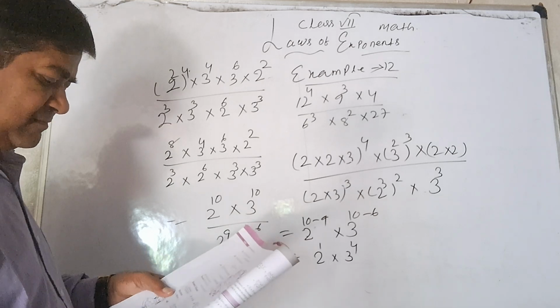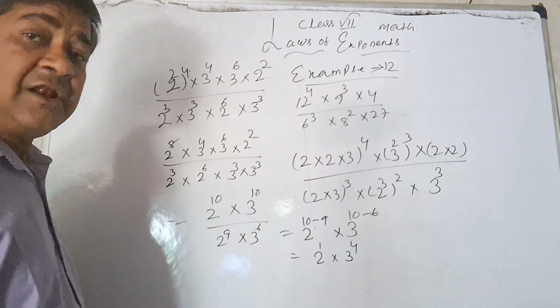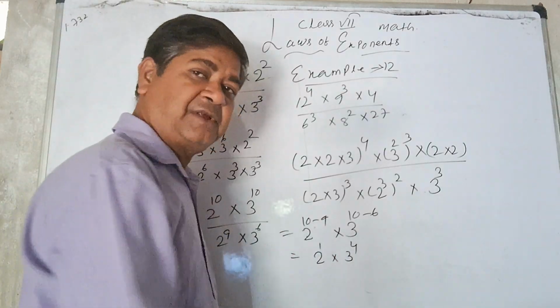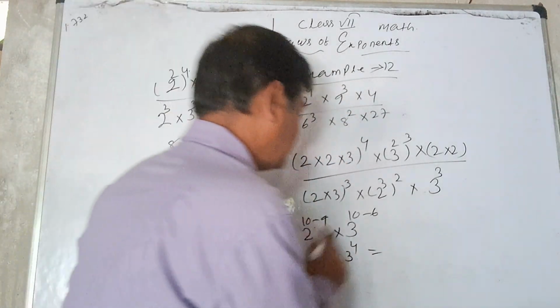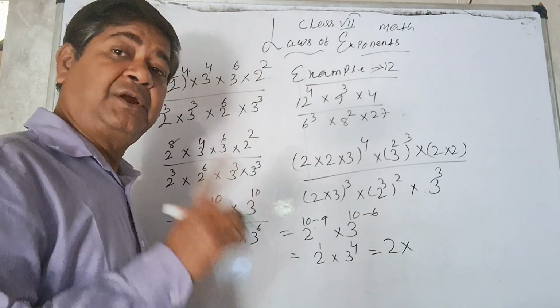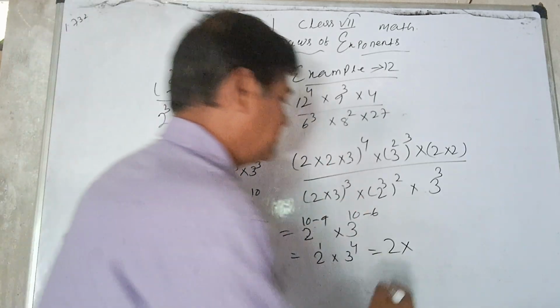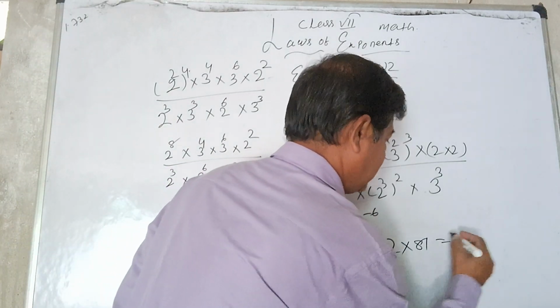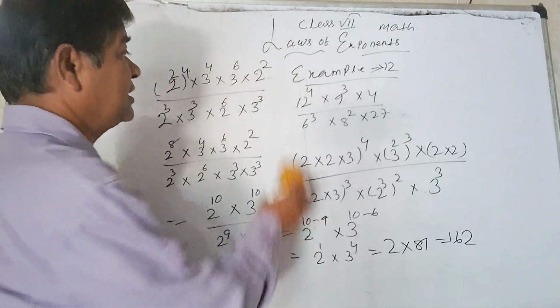Another question. This is your answer by the exponential formula. But if you want to find out the value, 2 to the power 1 is 2, into 3 to the power 4, which is 3 into 3 into 3 into 3, 4 times. 3 3 is 9, 9 3 is 27, 27 3 is 81. 81 times 2 is 162, that is your answer. Another question.